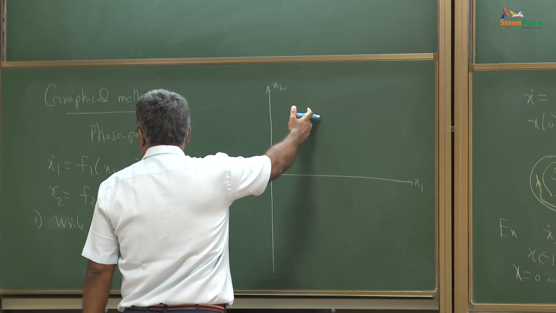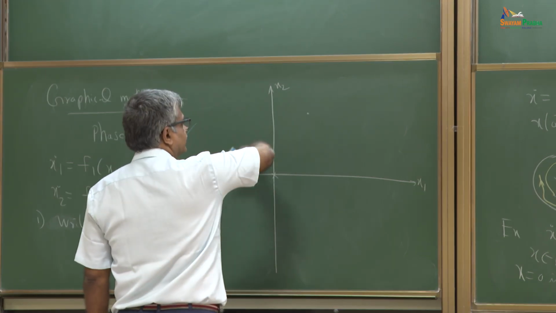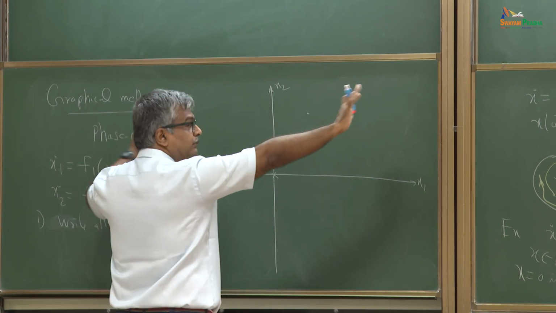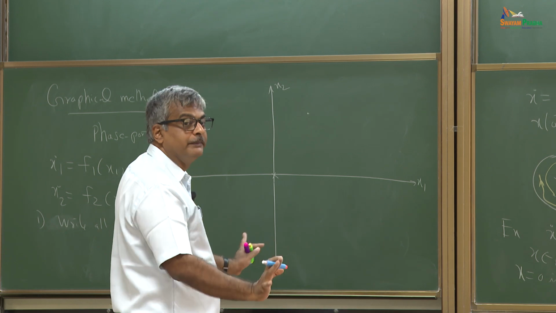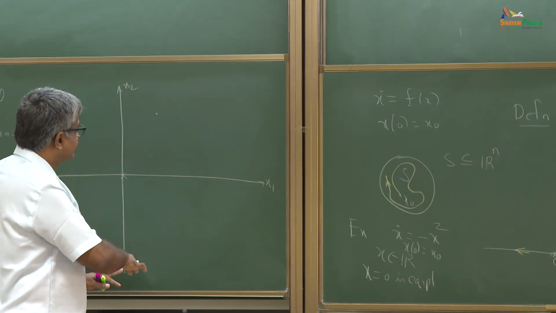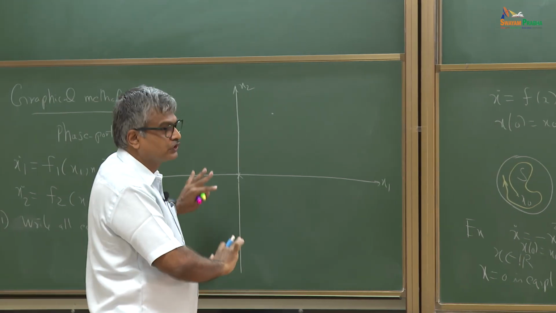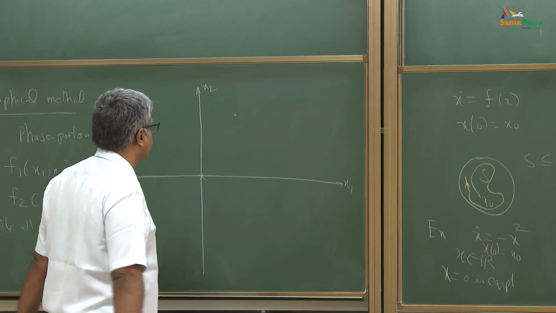You need not be in the vicinity of the equilibrium point. Say this is the equilibrium point. You can do this phase portrait thing for any point in the plane. So it's a global picture, right? What you get is a global picture. But later on we'll connect the local analysis from linearization to this global picture. That is what eventually we are going to do.